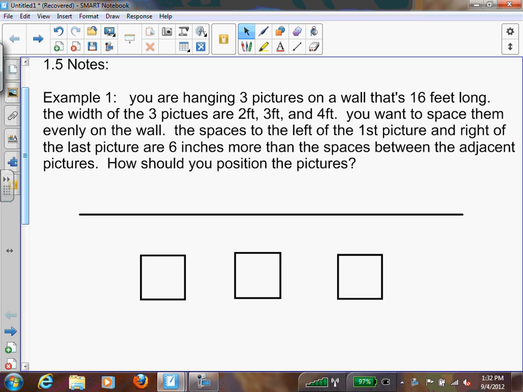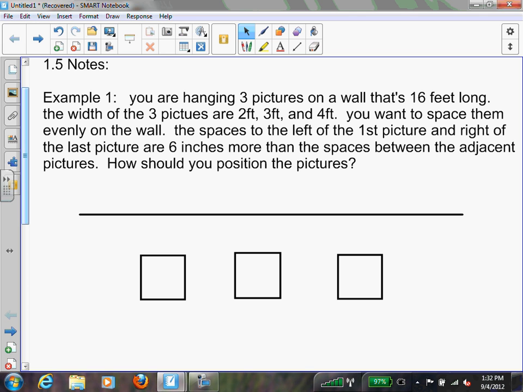All right, so here we go. We are trying to write an equation. The best thing that you can do when you're dealing with word problems is to draw some kind of a picture to help you see what's really going on. So you're hanging 3 pictures. Here are my 3 pictures on a wall that's 16 feet long. The width of each of the 3 pictures are 2 feet, 3 feet, and 4 feet. So obviously they're different, right? Although mine look the same.